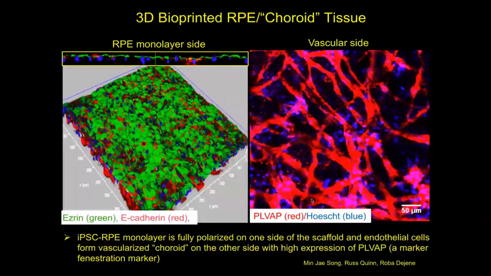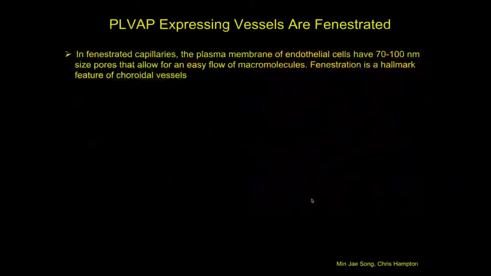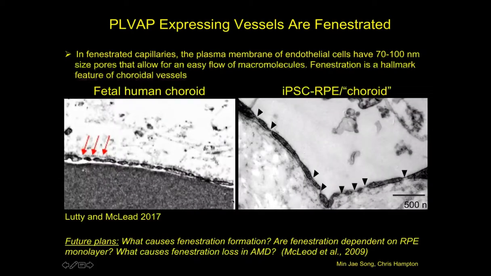That got us thinking about whether these vessels actually are fenestrated. So for those of you who don't think about fenestration every day, in capillaries, it's a small hole in the plasma membrane of endothelial cells, about 70 to 100 nanometer sized pores that allow easy flow of macromolecules. And it's a hallmark feature of choroidal vessels, but also of many other vessels throughout the body.